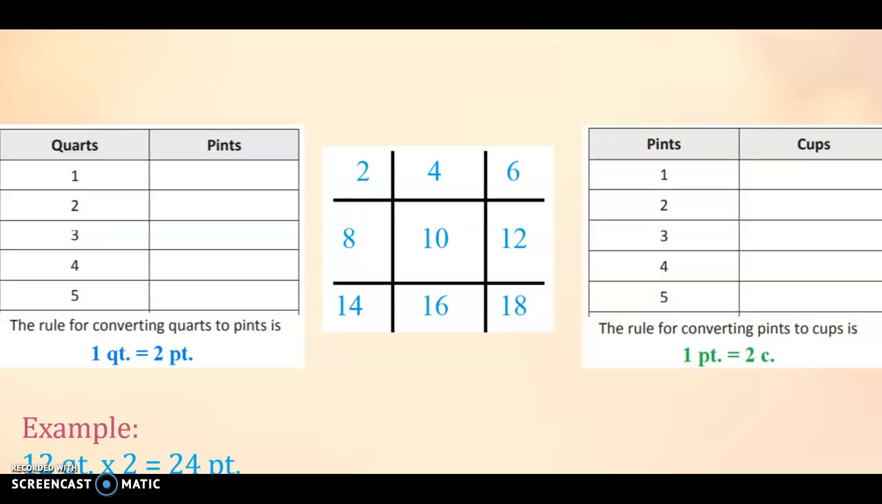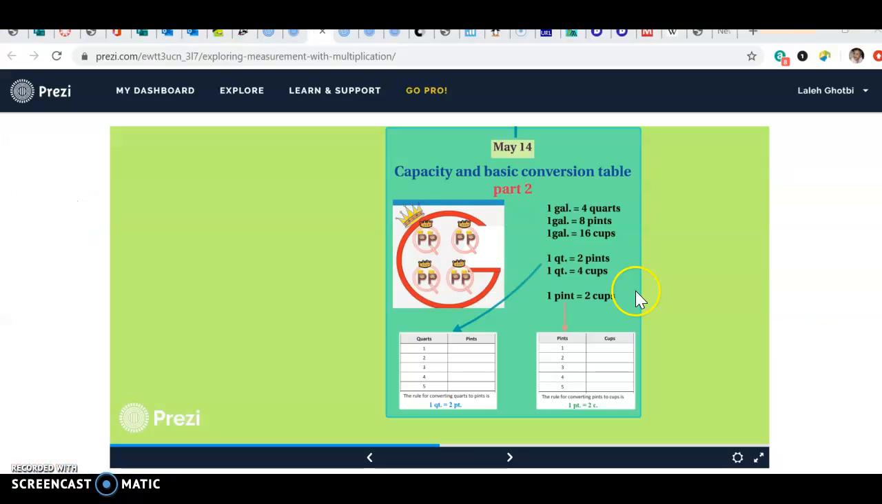Then we're going to go over the conversion table for pints to cups. The rule is the same. 1 pint has 2 cups, so you multiply by 2 again, and you can use the same hashtag for it. The example for it can be 13 pints times 2 equals 26 cups. I had an extra dot here. That's okay. So basically we covered whatever is in today's lesson.